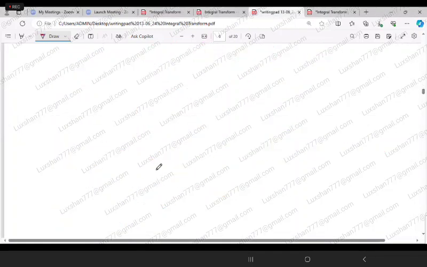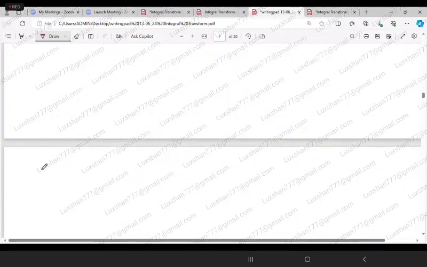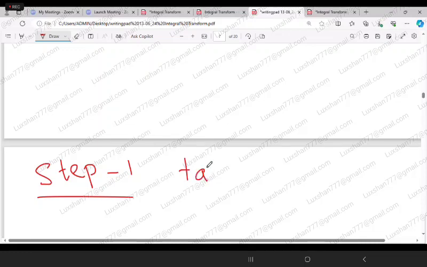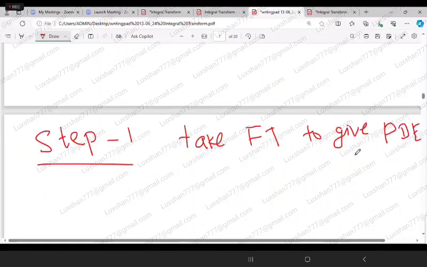Okay, so I write the steps. Step one is: take the Fourier transform of the given PDE. That is the first step. We take the Fourier transform of the given PDE.